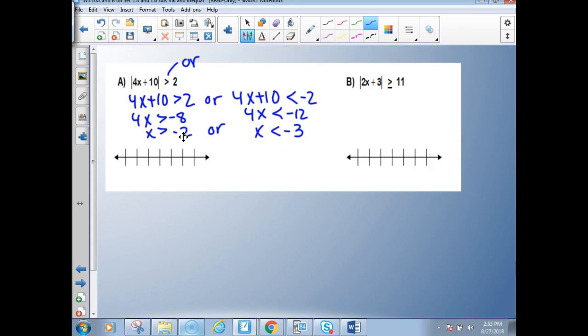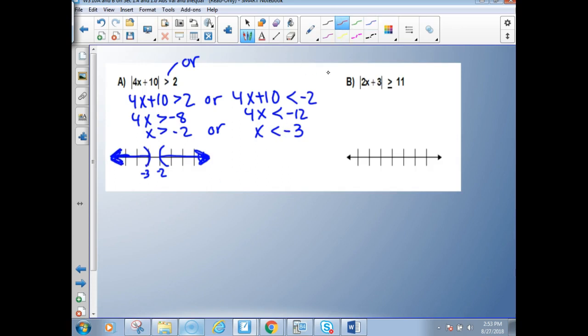There's only one unit separating -2 and -3. So if I put -3 there and -2 here, x being greater than -2 would not include that -2, but shaded above. Or it's smaller than -3, which would not include the -3, shaded on down.